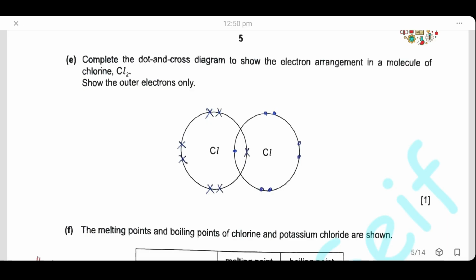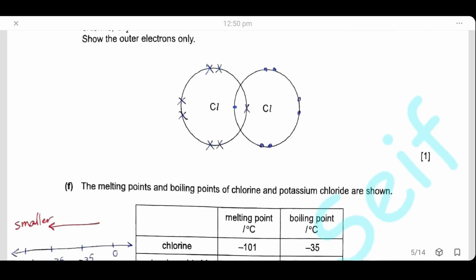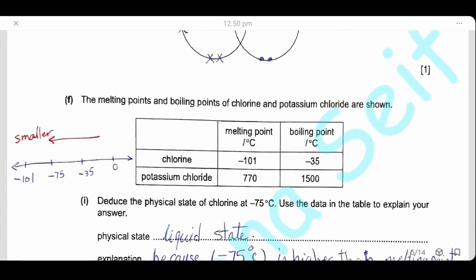Remember to use a different symbol for each atom, and they are sharing 1 electron each, 1 pair of electrons between them. You have to draw in the overlapping part. This will be 1 molecule of chlorine.